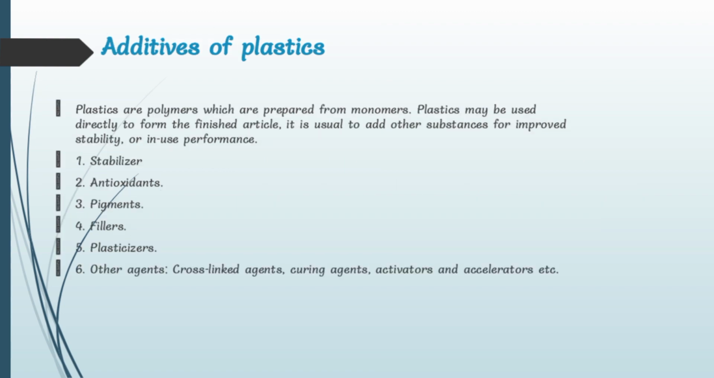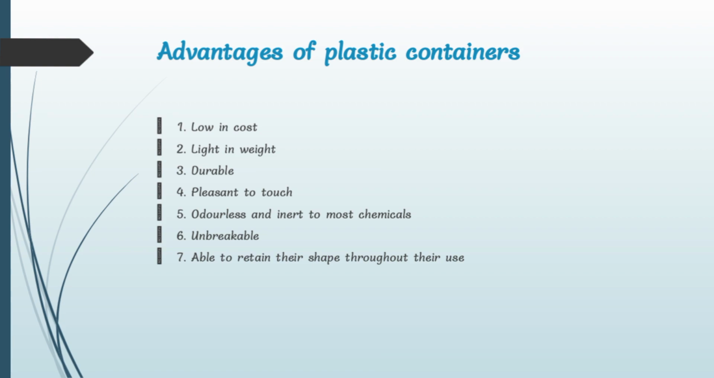Additives for plastics. Plastics are polymers which are prepared from monomers. Plastics may be used directly to form the finished article, or other substances are added for improved stability or in-use performance. So there are different types of additives. First is stabilizers, second antioxidants, third pigments, fourth fillers, plasticizers, and other agents like cross-linking agents, curing agents, activators, and accelerators.